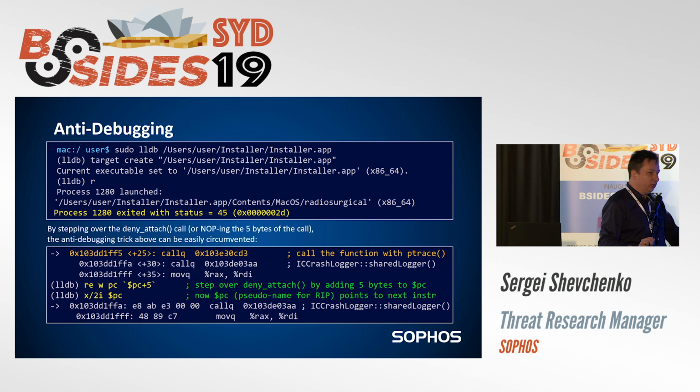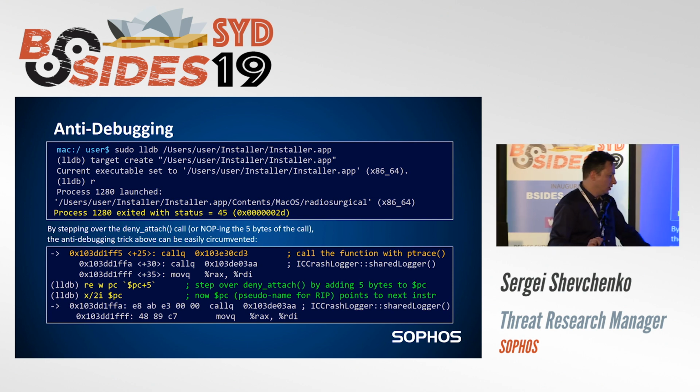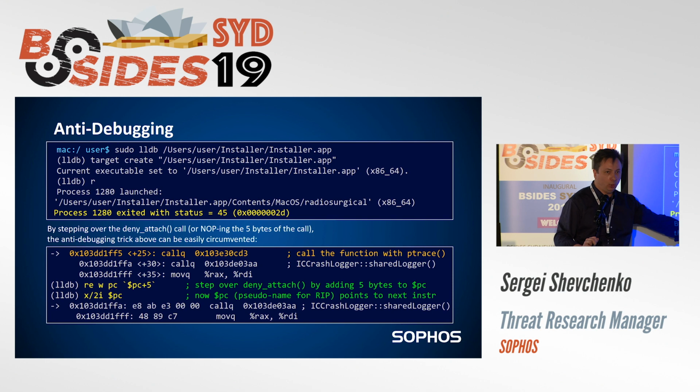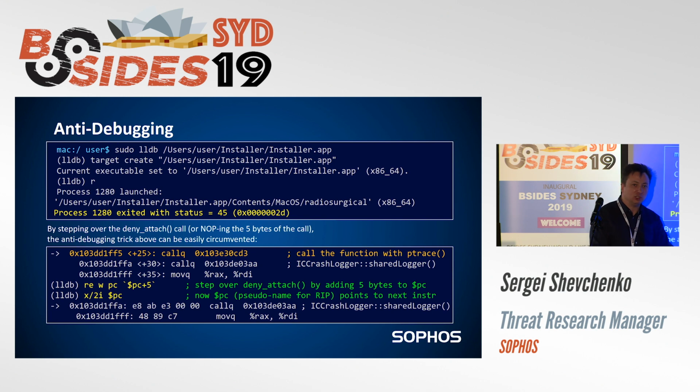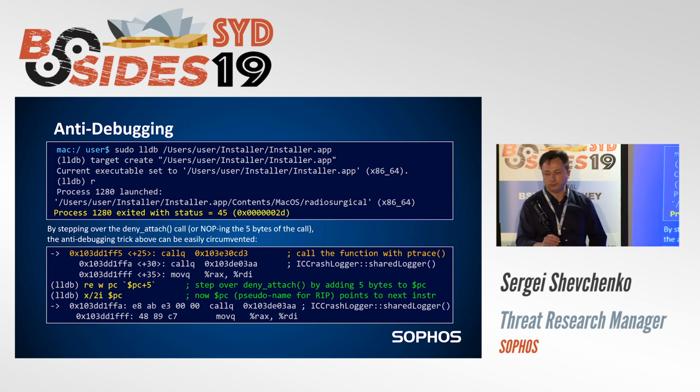So what we do, we give the debugger the command register write PC. PC stands for the instruction pointer. What do we want to write into the instruction pointer? The content of PC plus 5. So we want to take the current content of the instruction pointer, add 5, and put it back into the instruction pointer. After we've done that, show us the content of PC, and it tells us that now the content of PC is F5, FA. So we simply stepped over the function that called ptrace, and then we can continue debugging.